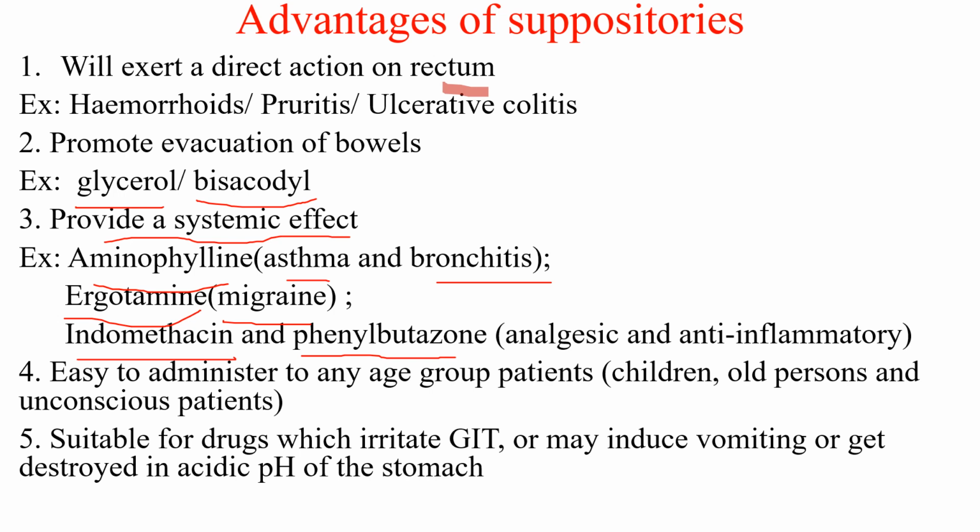The other advantage is that they are very easy to administer to any age group of patients. They can be given to children, to old people, and to unconscious people. These suppositories are also more suitable when drugs irritate the GIT. For example, when I take a drug, it may produce more irritation of the GIT, or the drug may induce vomiting, and if you vomit that drug, then there is no action. In such cases, we can give the drug in the form of a suppository.